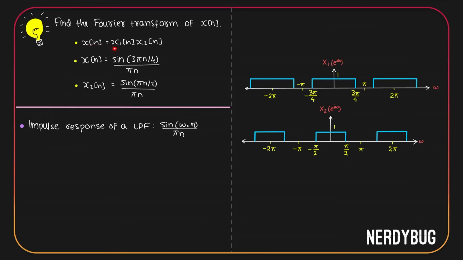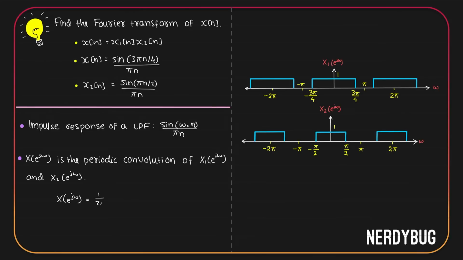Now, x of n is the product of x1 of n and x2 of n. So, X of e raised to j omega will be the periodic convolution of X1 of e raised to j omega and X2 of e raised to j omega. So, we can write X of e raised to j omega is equal to 1 by 2 pi integral from minus pi to pi X1 of e raised to j theta multiplied by X2 of e raised to j omega minus theta d theta.